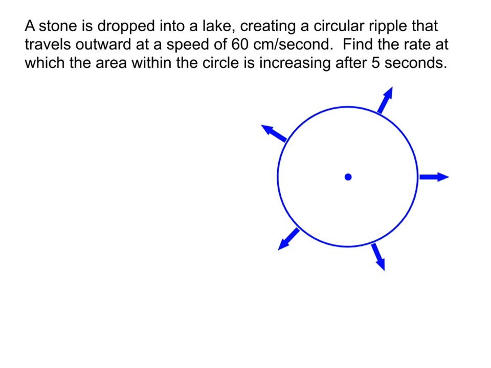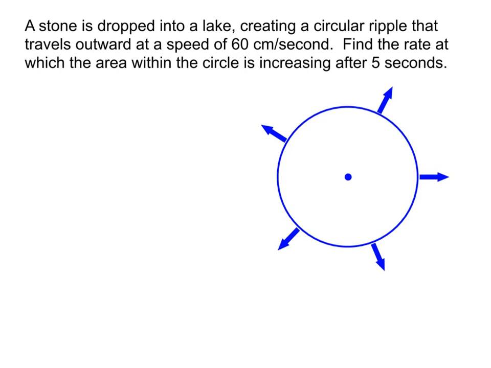All right, so we know that we have a stone that's dropped into a lake. The ripple is going outward at 60 centimeters per second. And of course, if it's moving outward, the area has got to be getting bigger. So there's no question about whether it's getting bigger or smaller. It's just a matter of how quickly it's getting bigger. How fast is that area increasing?